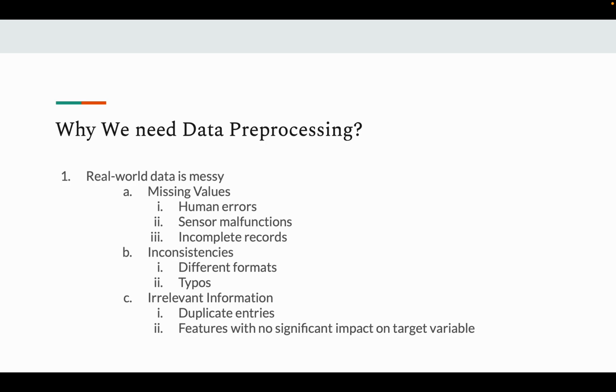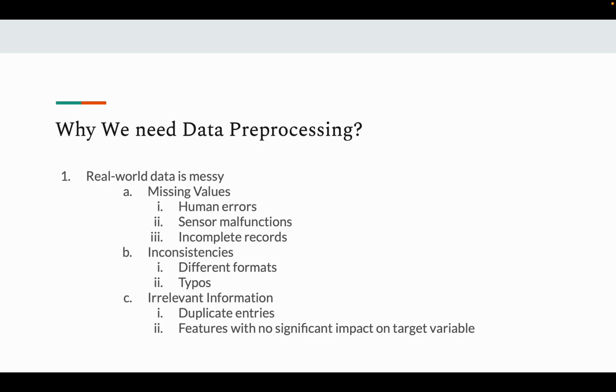But in a real world scenario, the data is actually messy. Okay, so it's due to different reasons. The data may be missing a lot of values, or it may contain inconsistencies, or it may contain irrelevant information.